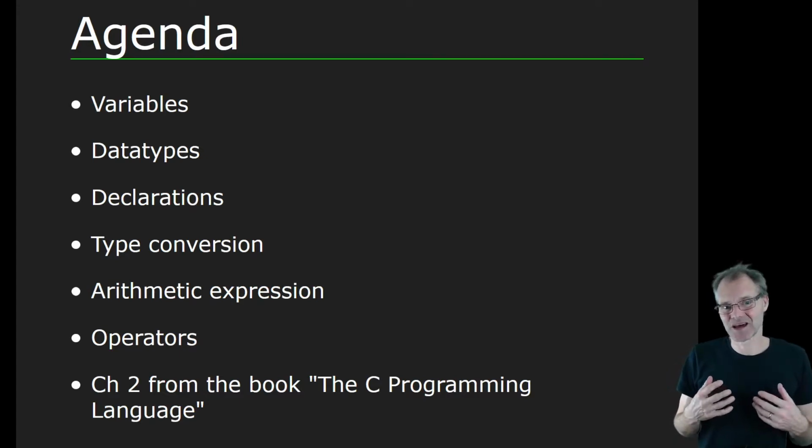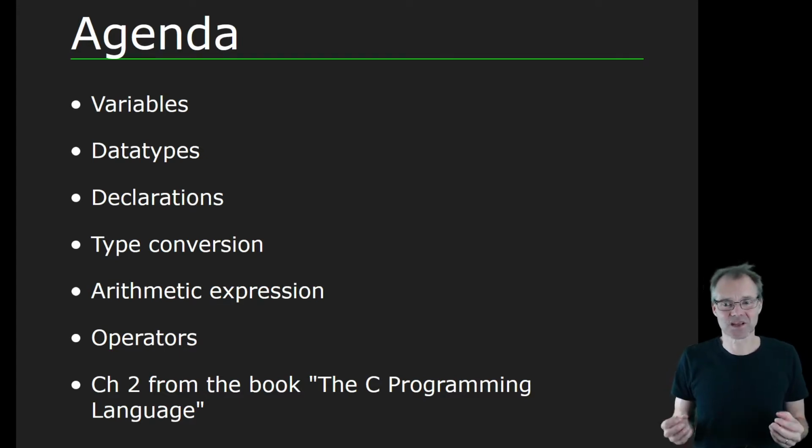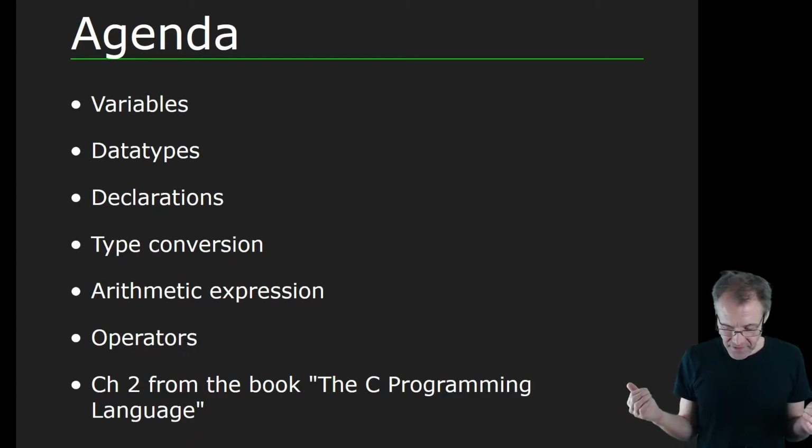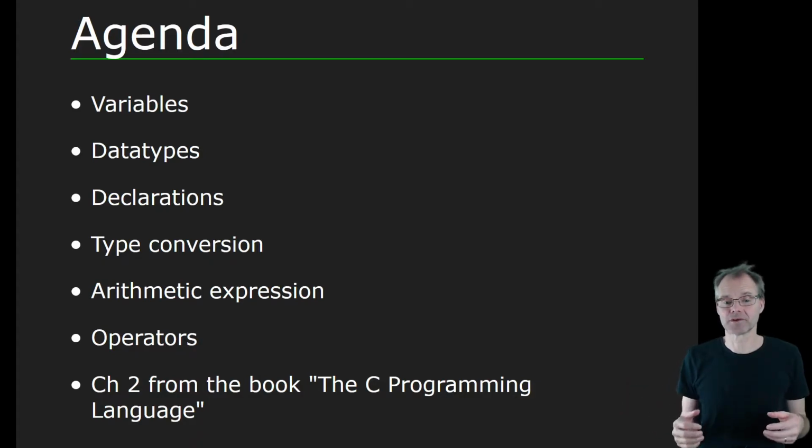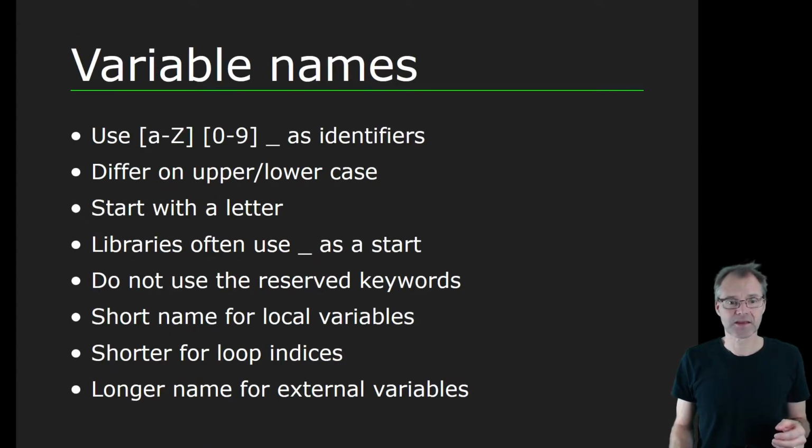Basically it talks about how to define our variables, what kind of data types we can expect, how we do declarations of variables, the concept of type conversions, arithmetic expressions, and some of the operators. This is basically what we can find in chapter 2 of the book, The C Programming Language.